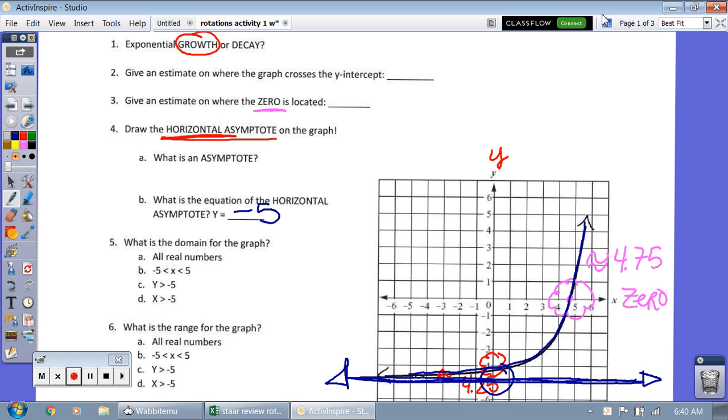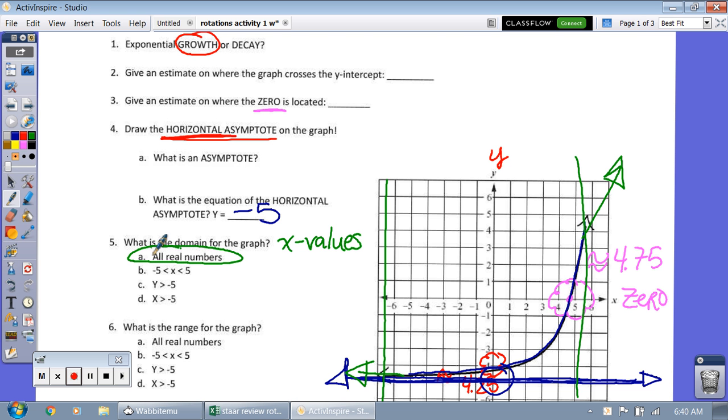Let's talk about domain. Domain is dealing with all of the x values that the graph will travel through. And since there are arrows on the end of the graph, that means that the graph is going to break through. So I drew those little, we call them little fences there, to try to trap that graph on the x-axis, and you can't do that. The graph keeps going. So the domain is all real numbers.